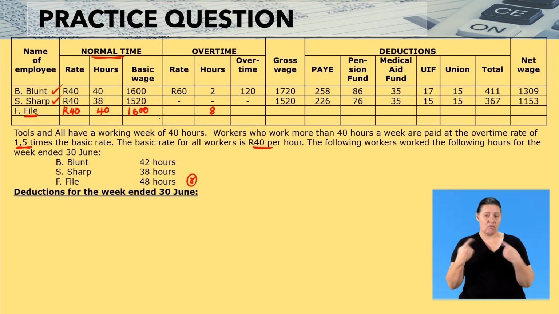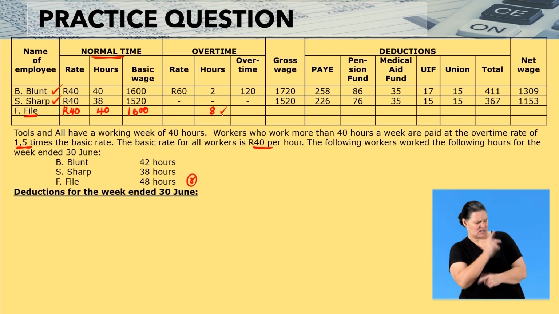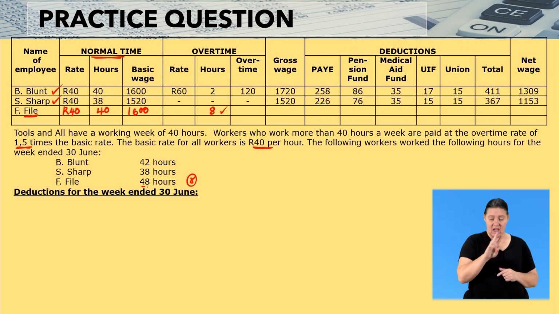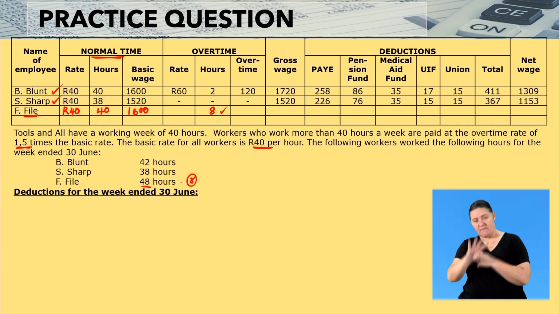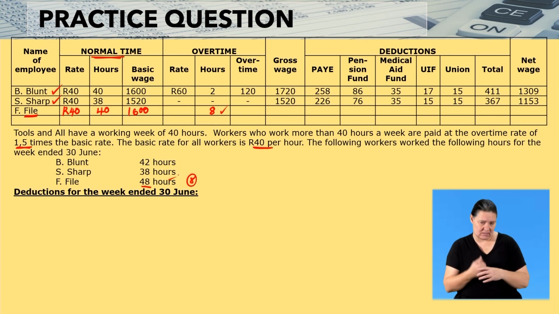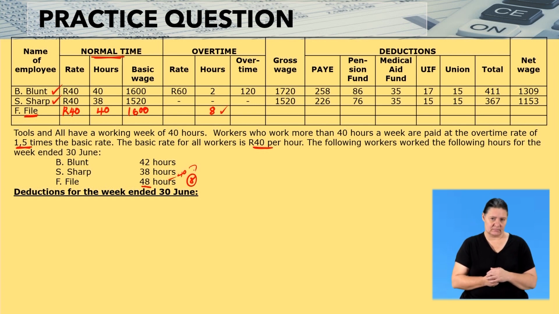I would then come to the overtime. Remember the overtime? He has worked 8 hours overtime. Some of you ask, Mr. Simbi, how did you get the 8 hours? I simply said 48 minus the normal hours, which is 40. 48 minus 40, that is how I got the 8 hours.